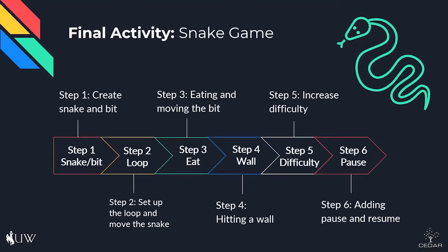We'll make our snake game in 6 steps. First, we'll create our snake and our bit. In step 2, we'll set up the loop and move our snake. Step 3 will be about eating and moving the bit. In step 4, we'll end the game when the player hits a wall. In step 5, we'll increase the difficulty of our game. And in step 6, our final step, we'll add a pause and resume function.